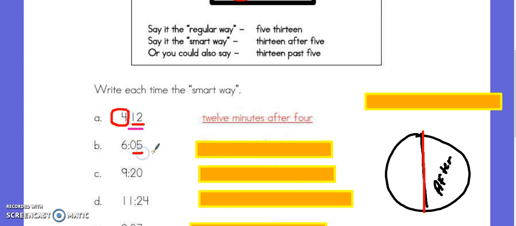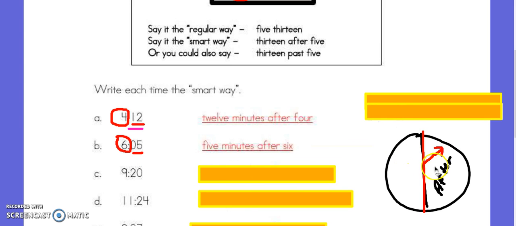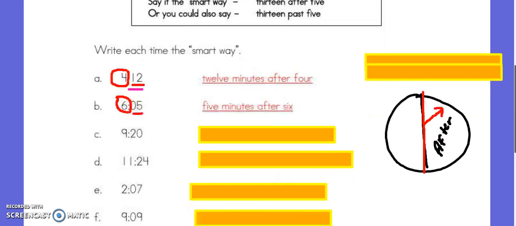For 5 minutes, the minute hand would be on the after side at the 1, which would be 5 minutes after the hour, which is written 6 o'clock. So I would write that as 5 minutes after 6. The same exact thing for every single one on this page. Let me do a few more. Let me skip down a few.